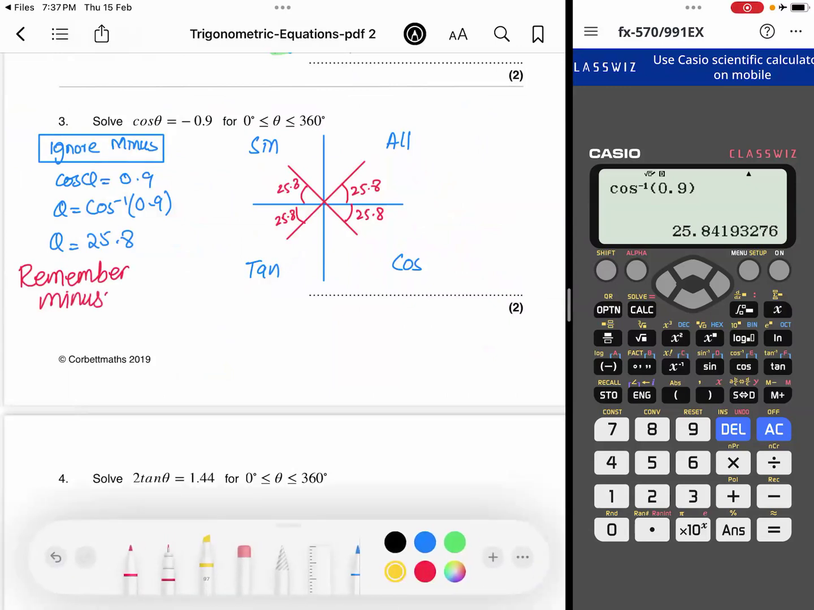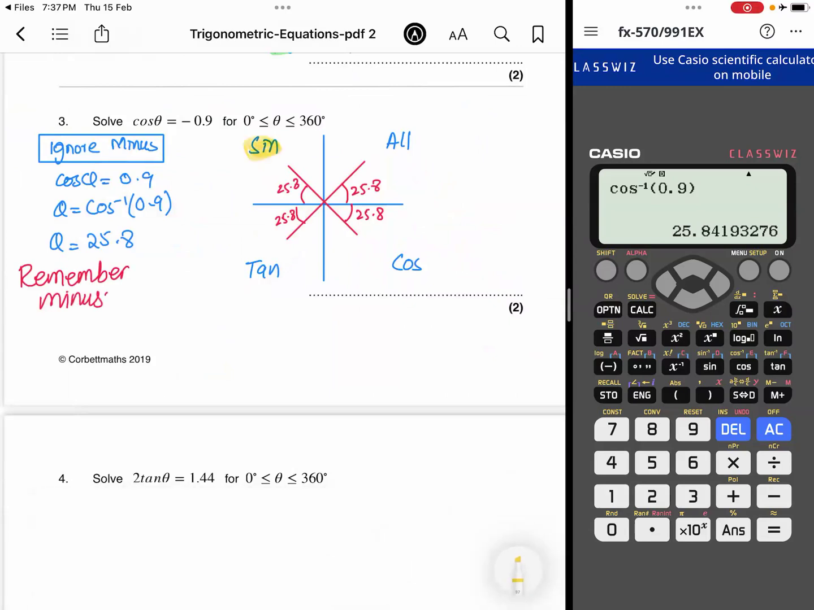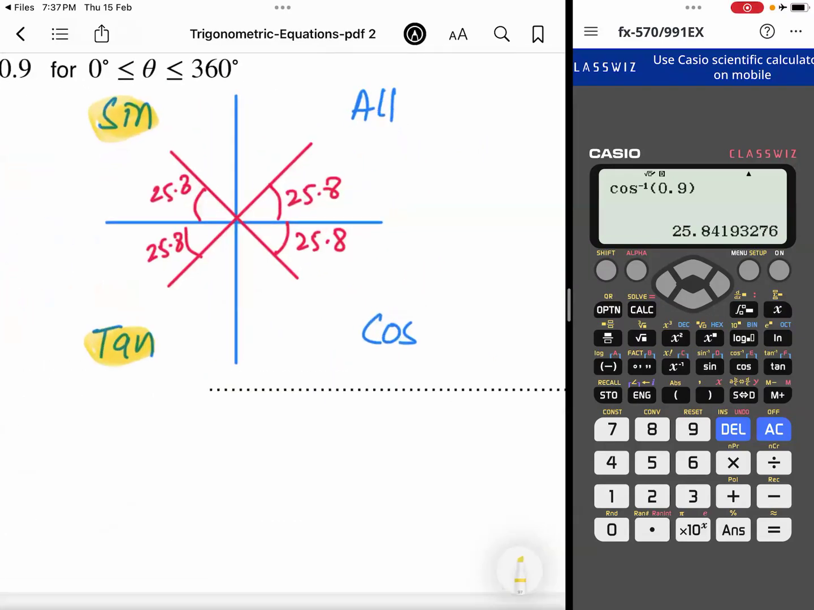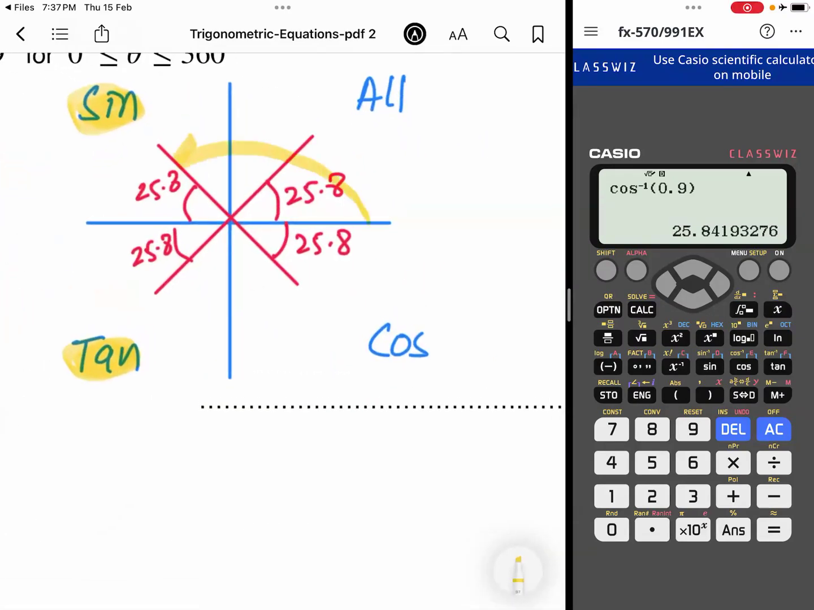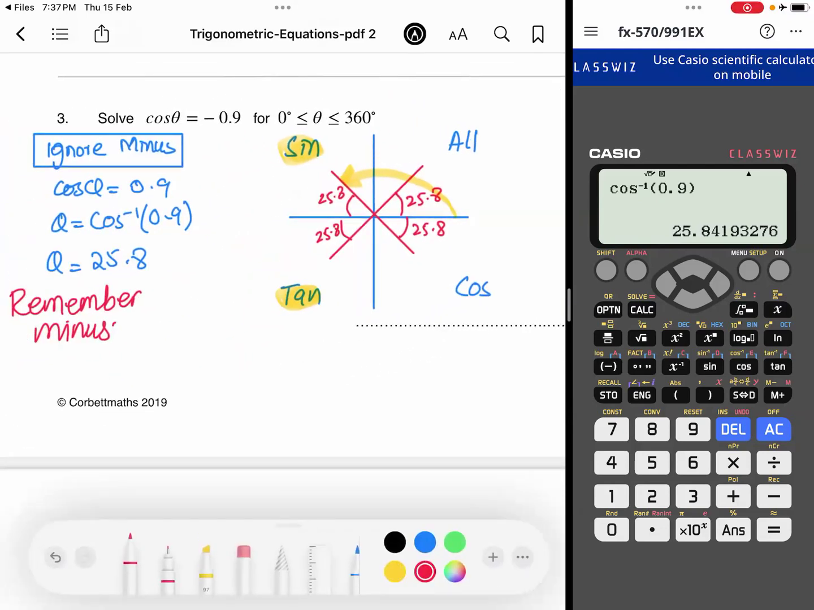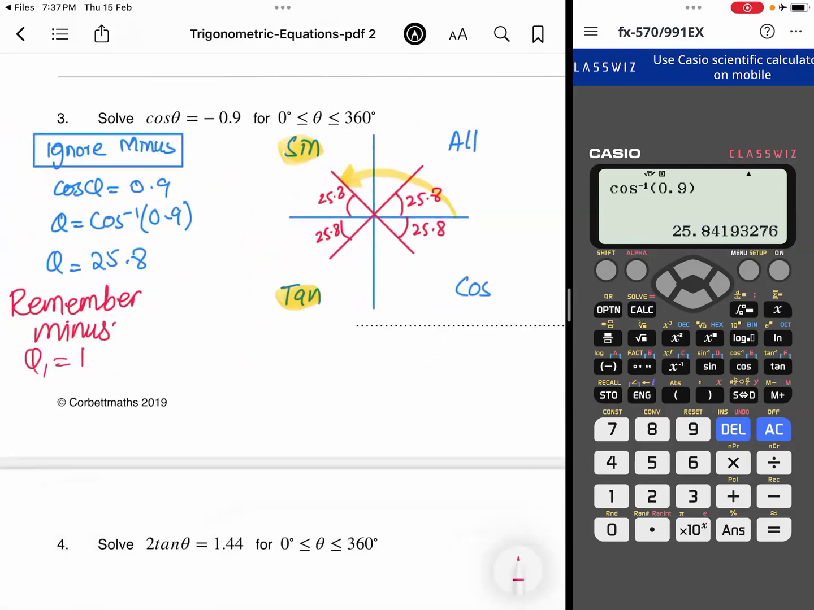बेटा cos is negative in sine area and tangent area. Do you agree with me or not? Yes or no? Yes, sir. Cos is negative in sine and tan only. So start and hit. So this is 180 minus 25.8. Agree or not? Theta 1 is 180 minus 25.8.